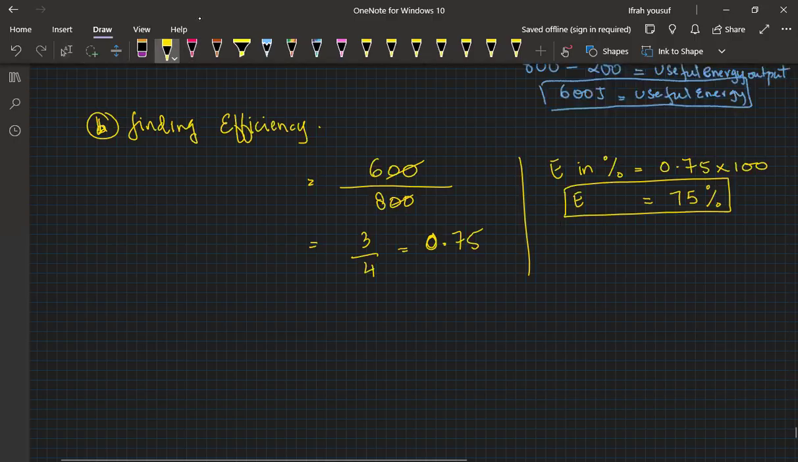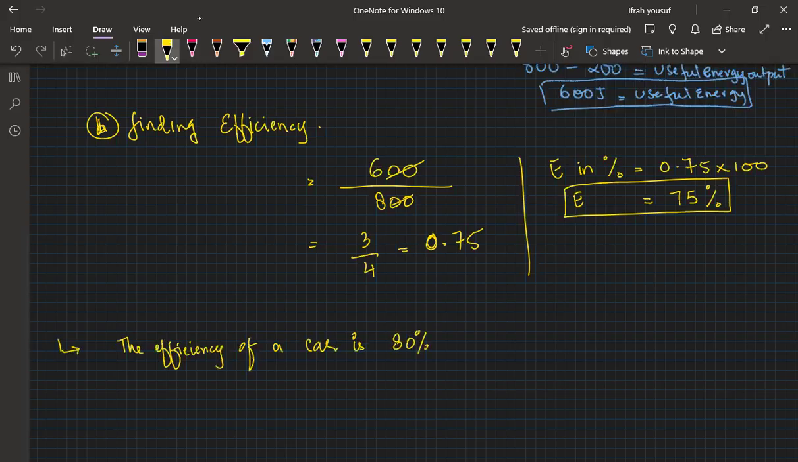Now here's another question. The efficiency of a car is 80%, right? The wasted energy is obviously how much? So you have to find out the wasted energy.